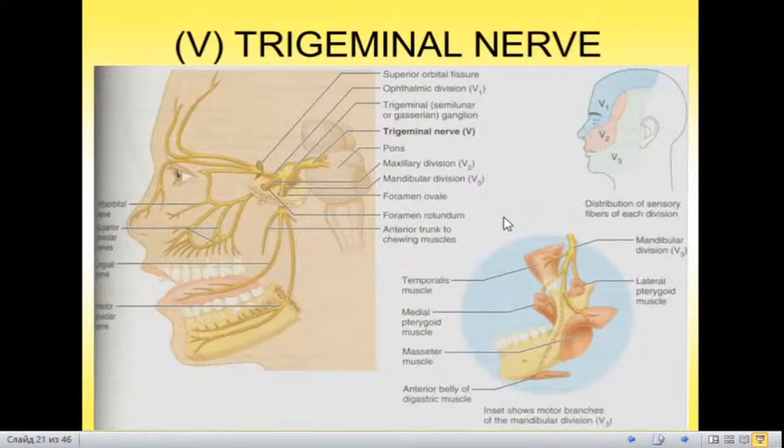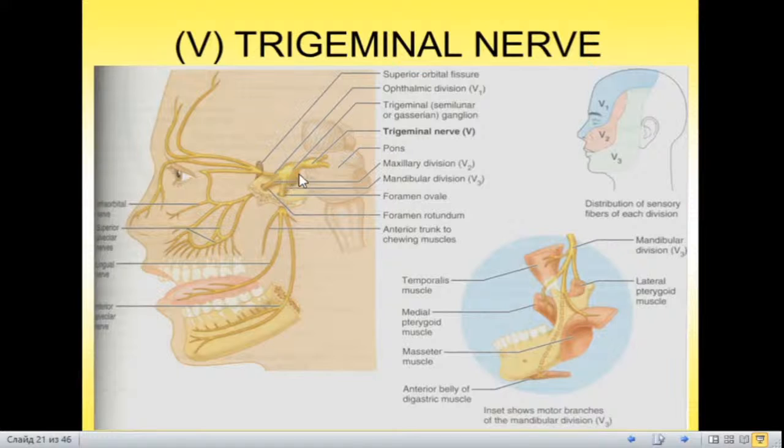Trigeminal nerve, nervus trigeminus. It is a mixed nerve. It derives from visceral arches, has two nuclei, motor and sensory. The sensory one has three parts: mesencephalic, pontine, and spinal part, and that is a true cranial nerve. So if it has a sensory component, it should have a sensory ganglion. And really, the trigeminal nerve has the trigeminal ganglion, or Gasserian ganglion.